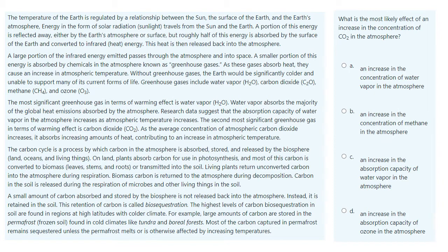What is the most likely effect of an increase in the concentration of CO2 in the atmosphere? An increase in the concentration of water vapor, an increase in the concentration of methane, an increase in the absorption capacity of water vapor, or an increase in the absorption capacity of the ozone. So the second most significant greenhouse gas in terms of the warming effect is carbon dioxide. As the concentration of carbon dioxide increases, it absorbs increasing amounts of heat, contributing to an increase in the atmospheric temperature.